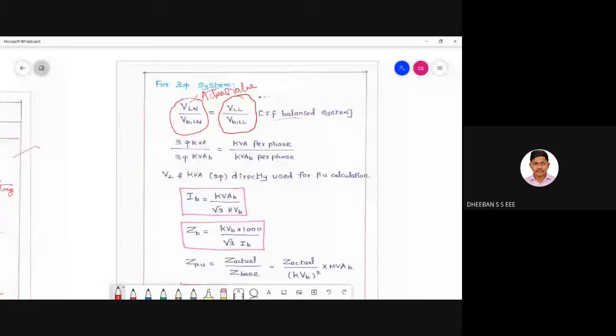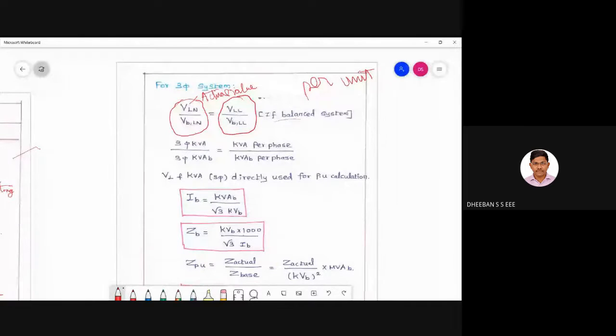I hope you are understanding, because it is a ratio. Your per unit is nothing but a ratio. For that purpose, either you can take both as phase voltage, or you can take both as line voltage.